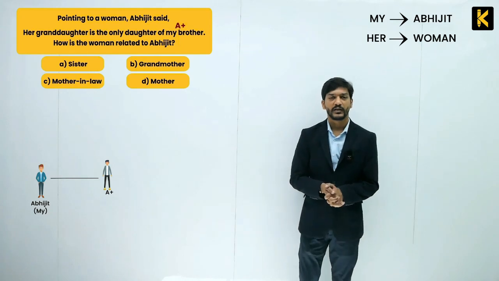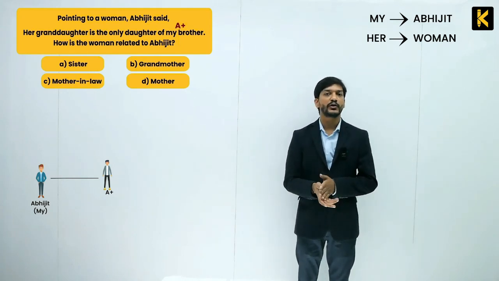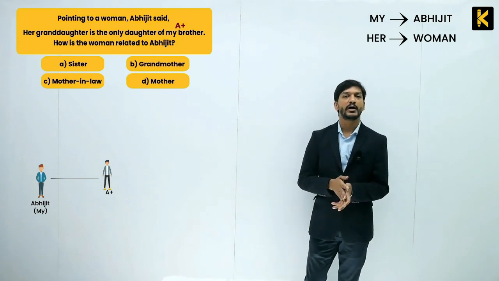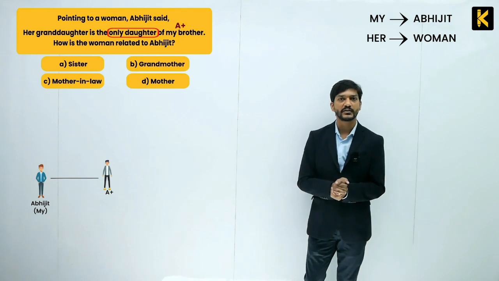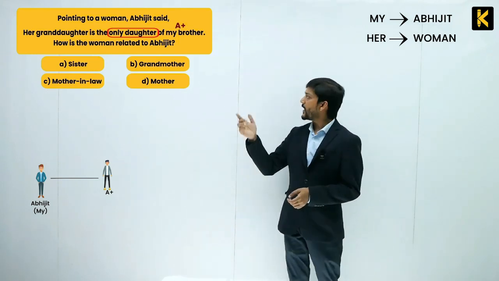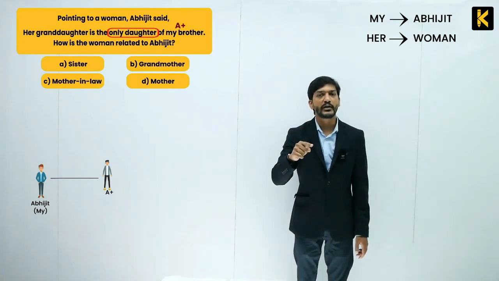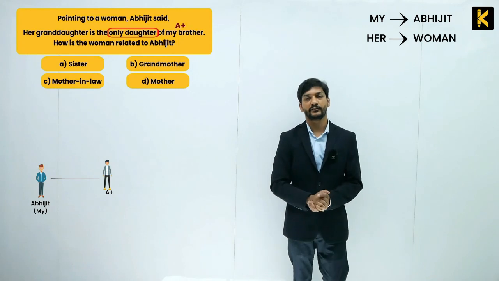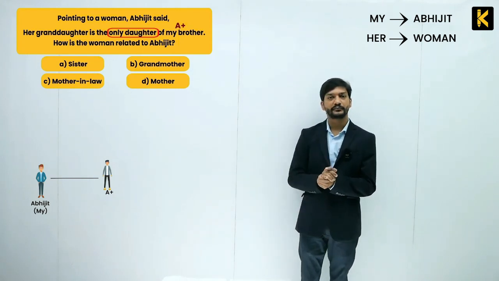Now go backwards, please. When you go backwards, what do you observe? You now have to draw only daughter. Only daughter of which person? Only daughter of my brother. My brother means A plus. So now you have to draw only daughter of A plus.